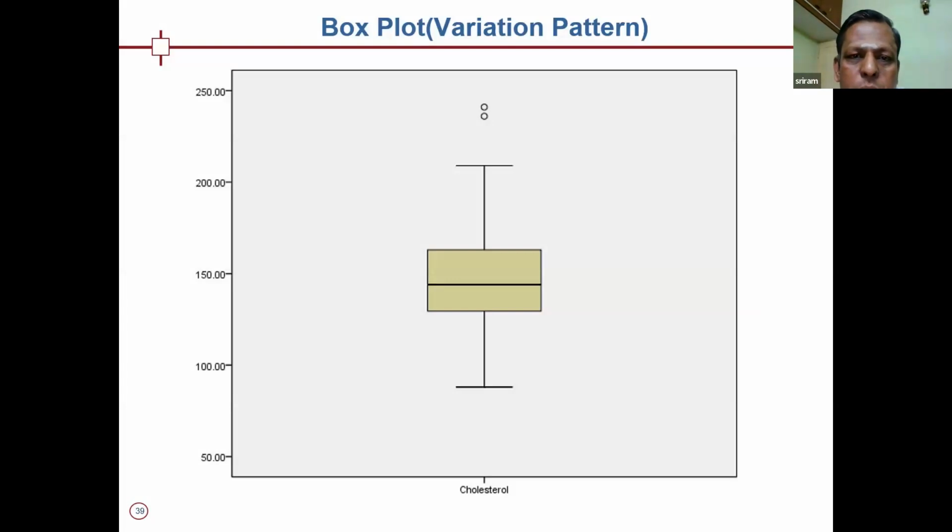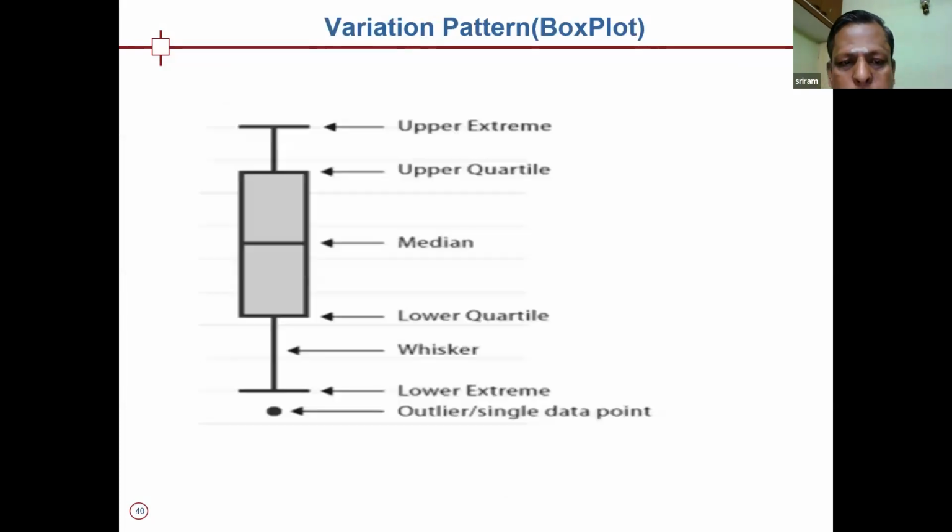And this is a very important graph, very easy to understand. This is called a box plot. Here this value is called the lower extreme. And it will also show you the outliers. This dot is the outlier. This is called the lowest minimum value.